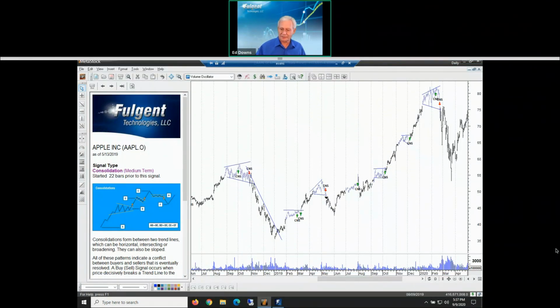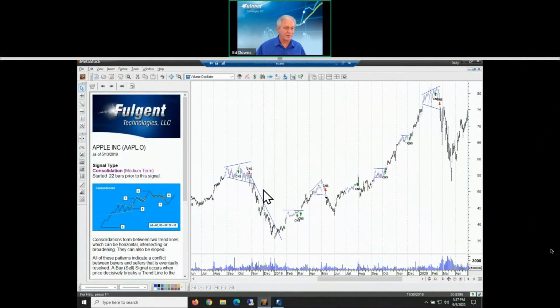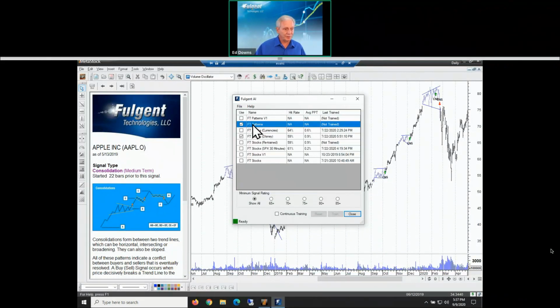Let me go back to the PowerPoint here because I can show you the architecture of this thing. So here's kind of the whole thing. We've already talked about the expert commentary, about the chart annotations in here, about where these things are. And the thing we haven't talked about yet is the scans. But first, I want to talk about this configurability, because it is highly configurable. And there are 2 things you can do that I want to show you real quick, and then we'll look at a scan. All right, because the scan is really powerful. We've used that here quite a bit, and it's great.